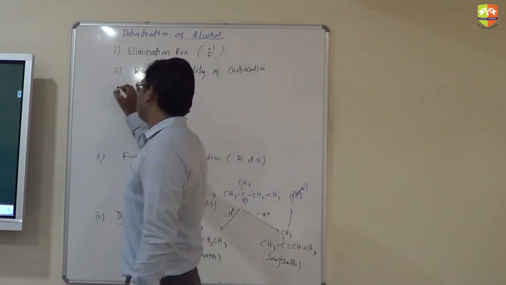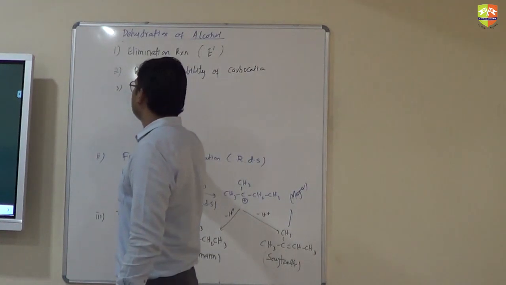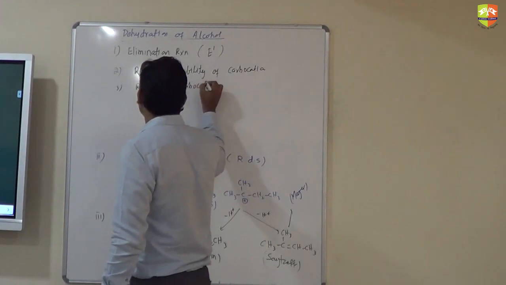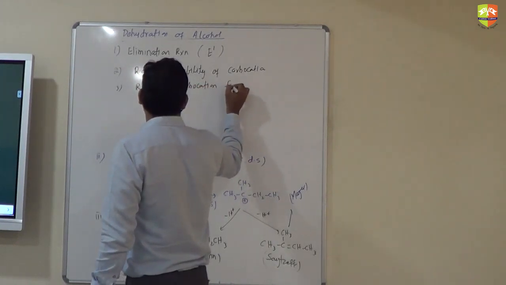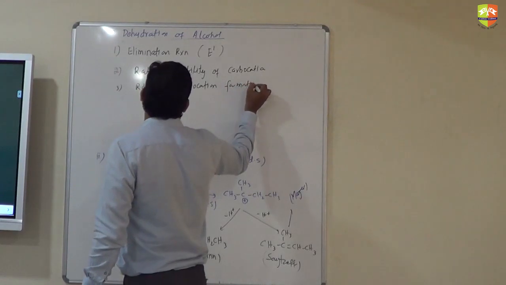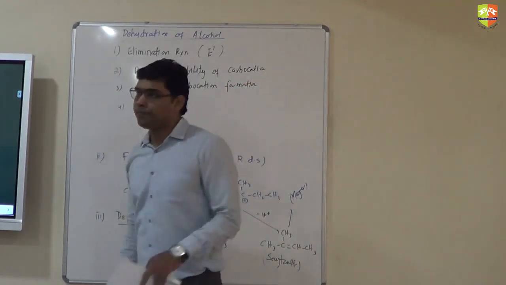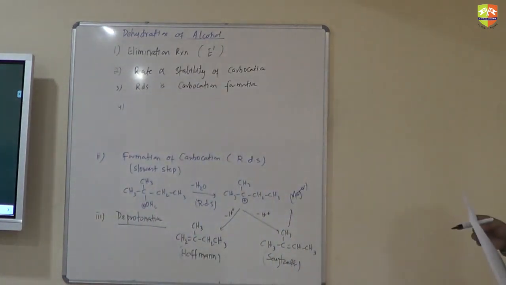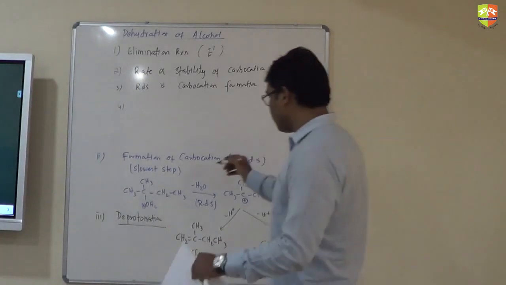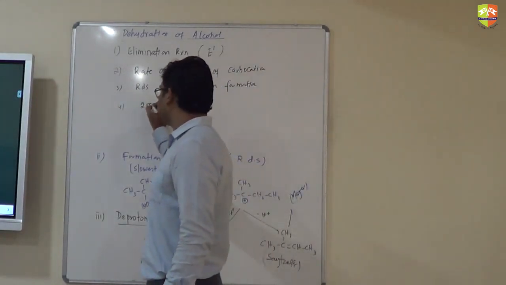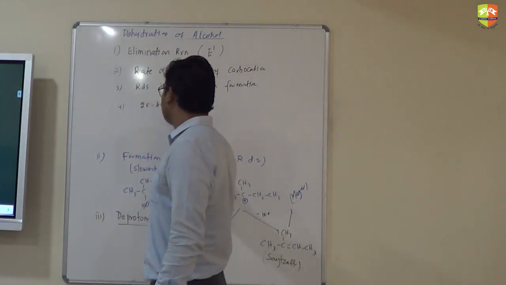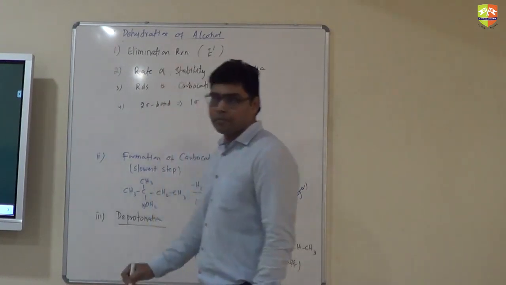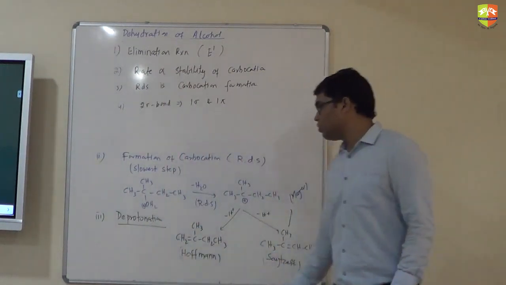Formation of carbocation is related to binding strength. The RDS is carbocation formation. So in this one, more thing: 2 sigma bonds convert into 1 sigma and 1 pi. Right? 2 sigma converts into 1 sigma and 1 pi.